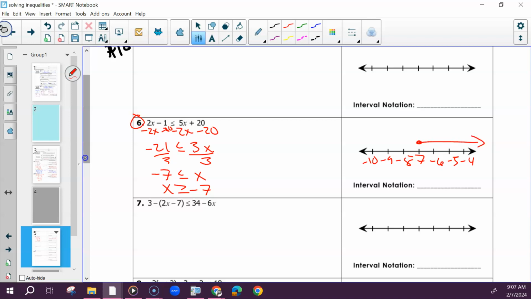So that should be closed going to the right. How would we write that interval notation? Bracket, negative 7, infinity, parentheses. Are there any others on this page that we want to see you go over as well?